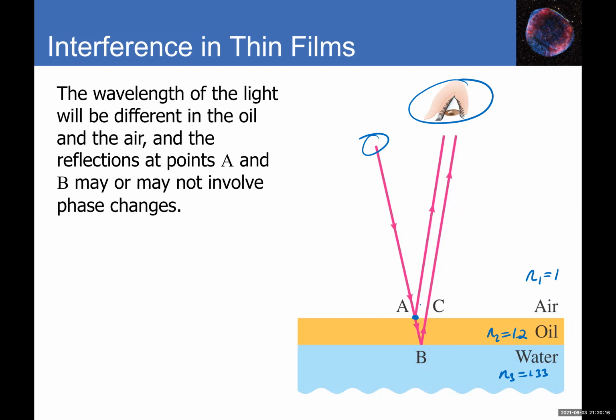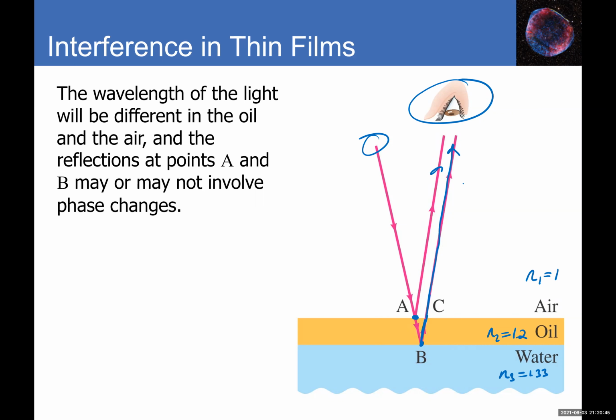Now, if you're an observer looking from here, then you will see that reflected light from point A. But when the refracted light hits point B, then some of it will also reflect. So when it reflects, then at point C it will come out from oil into the air. Then this will be the second reflected light. Okay. That means you have reflected ray 1 and reflected ray 2.